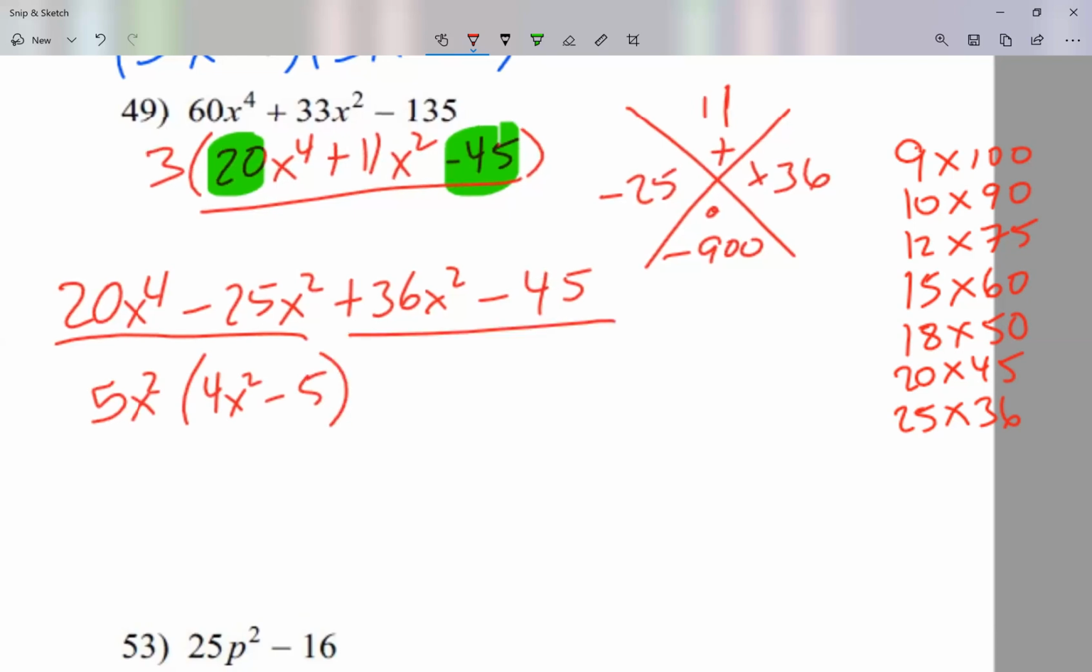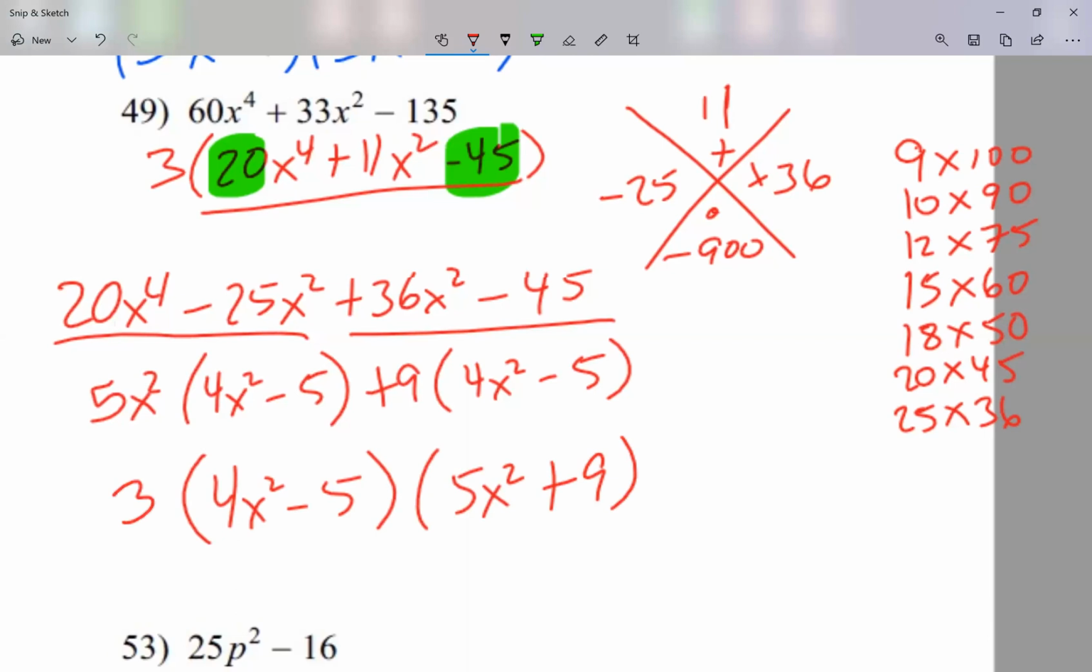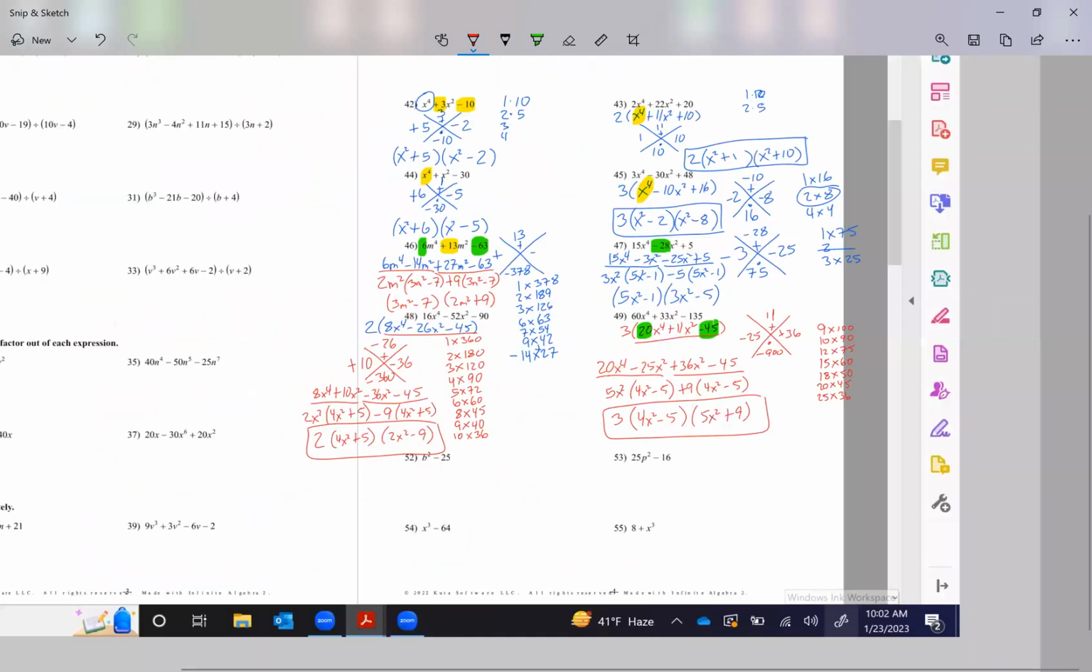Looking at the last two terms, 36 and 45, I can divide each by 9, by a positive 9. It's going to give me, let's see, 4x squared minus 5. So my parentheses will be 4x squared minus 5, 5x squared plus 9. And let me not forget that 3 from the beginning, because I divided everything by 3. Okay, let me zoom out, that way you guys can see what we did today.